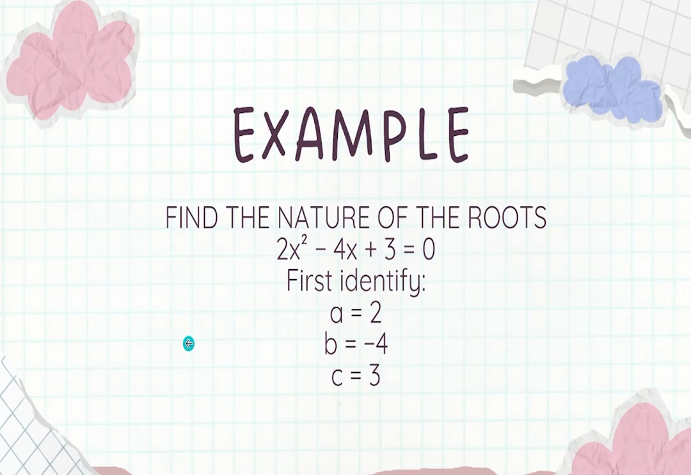And here's an example. Here I have to find the nature of the roots. 2x square minus 4x plus 3 is equal to 0. I already told that the coefficient of x square is a. Right now the coefficient of x square is 2, so that means a is equal to 2. And the coefficient of x is b. Right now the coefficient of x is minus 4, so then b is equal to minus 4. Here the constant term is going to be c. Right now the constant term is 3, so c is equal to 3. Okay.